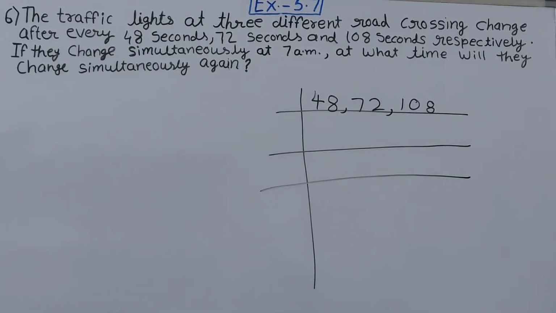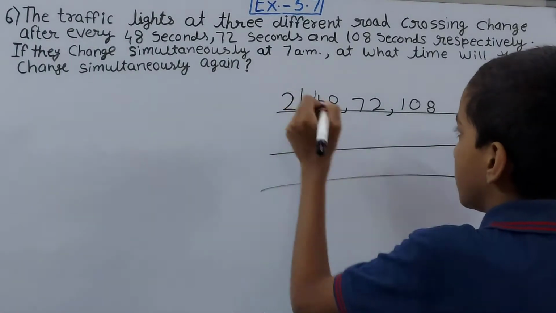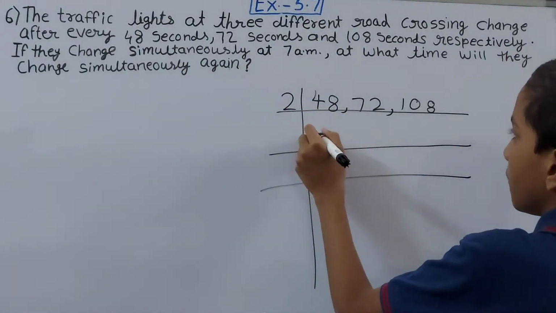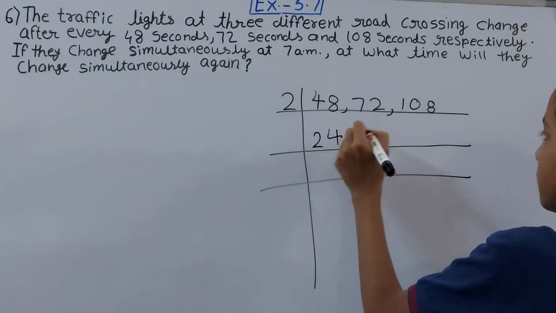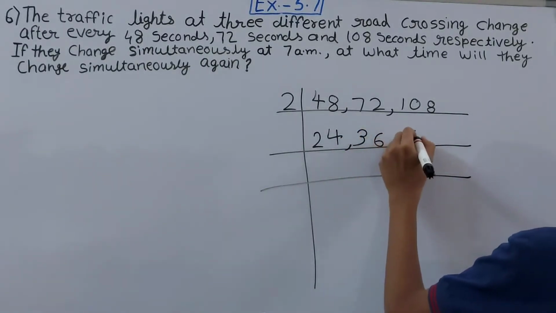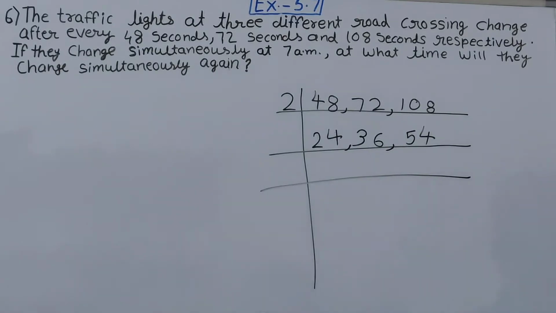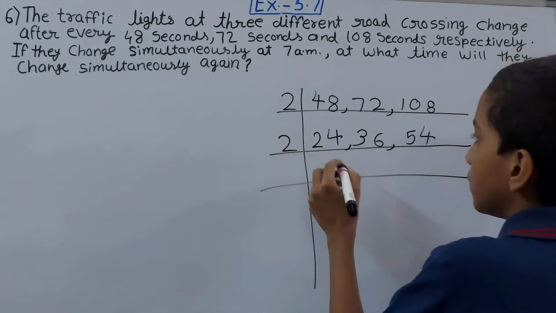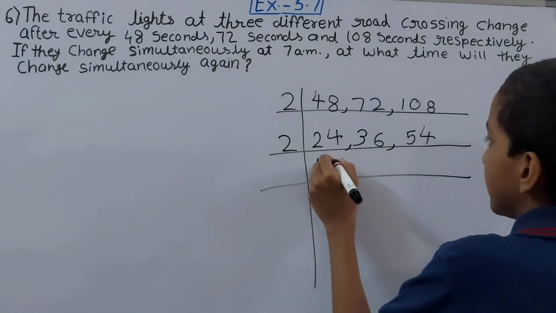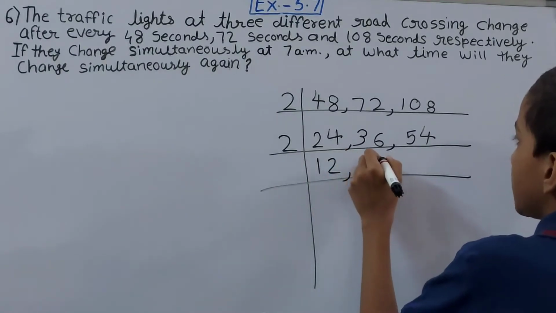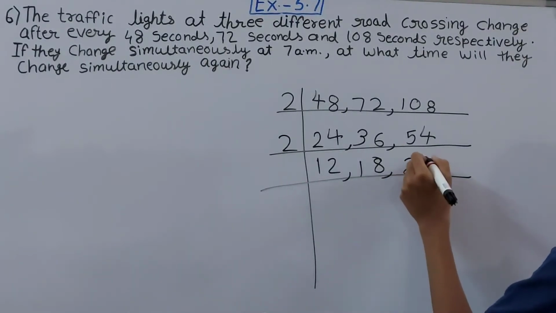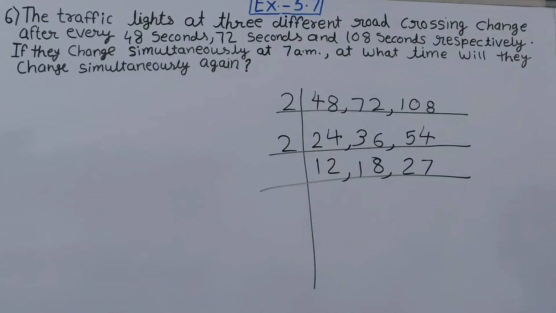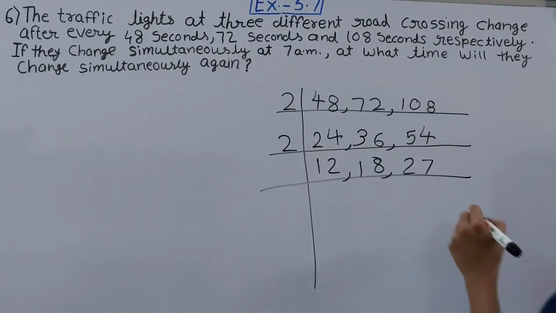So what is the common divisor here? Yes, 2 is the common divisor here. 2 goes into 48 24 times, 2 goes into 72 36 times, and 2 goes into 108 54 times. Now we have 24, 36 and 54. Again we will take 2. This will go 12 times, 18 times, and 27 times. Okay. Now we have 12, 18 and 27.